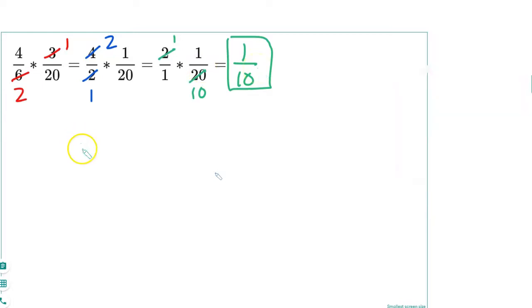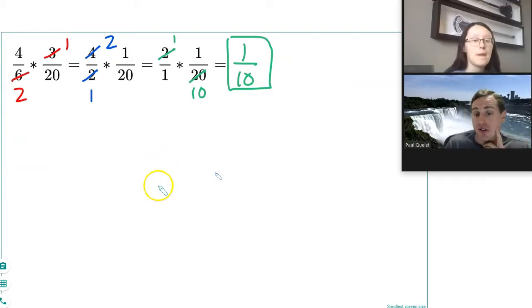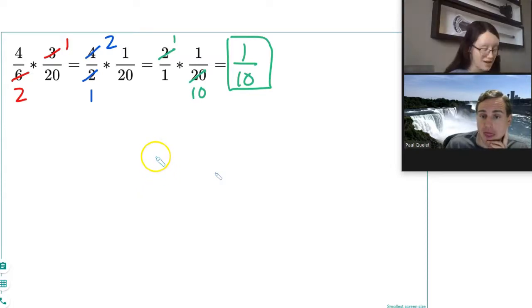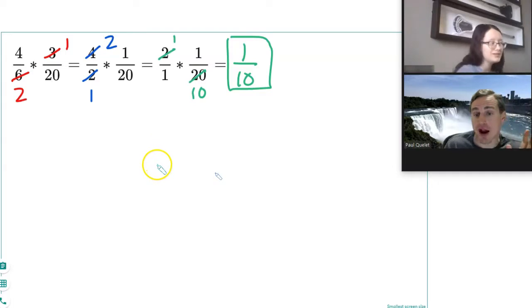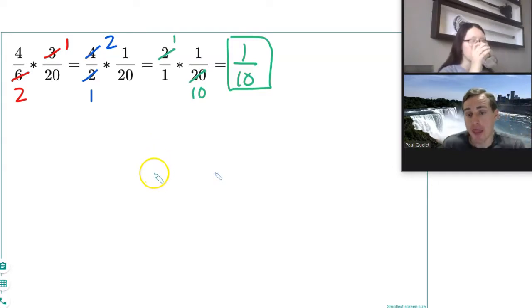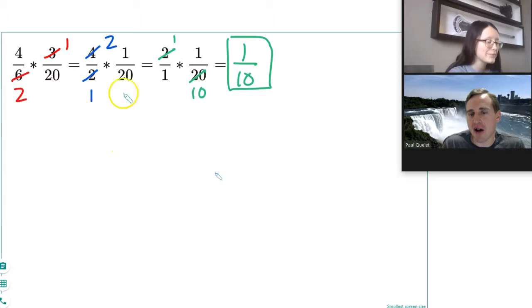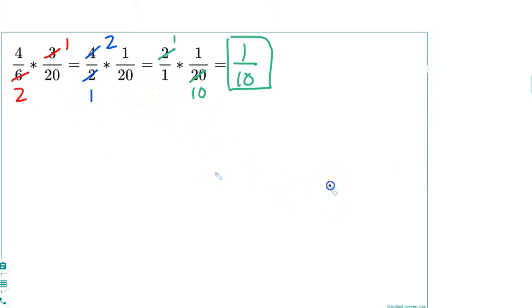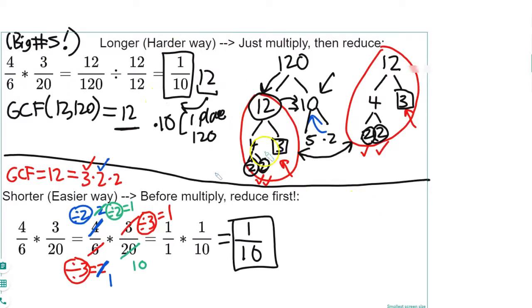Now, by the way, if you understand what we just did, you more or less understand multiplying fractions. Because multiplying fractions is always straight across, and you either simplify early, which is what we were doing here, or you simplify at the end with the greatest common factor.